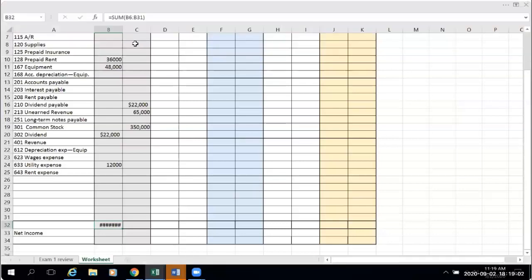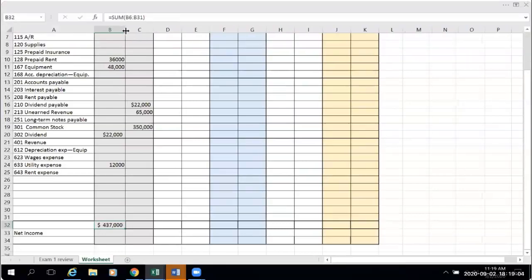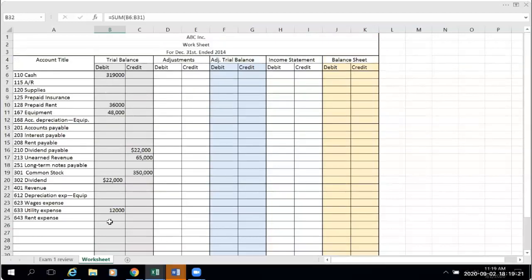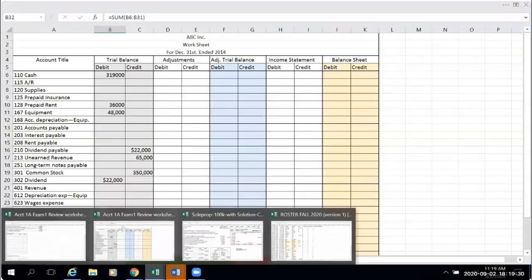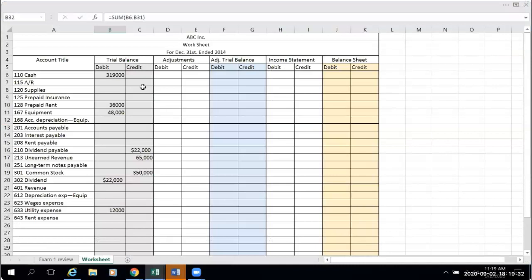Still not fitting. Let me see if I can increase the size. There you go. Okay, so now we have $437,000 on the debit side, total. But the problem is in the trial balance, the debit side of the total accounts always has to equal the credit side of total accounts, just to make sure that you did proper debit and credit. So here we go.